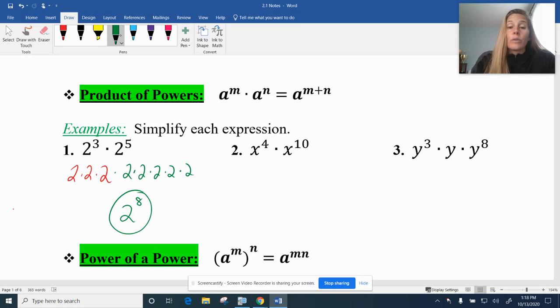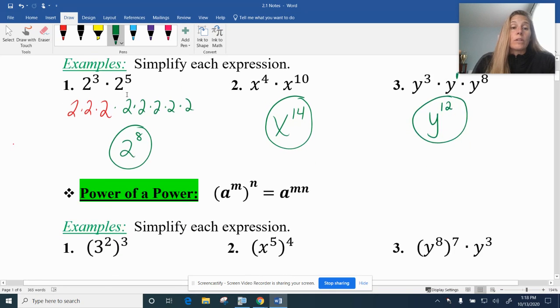For number 2, x to the 4th times x to the 10th, we would just then add those exponents to give us x to the 14th. And for number 3, we have y to the 3rd, a y, which is really like y to the 1st, and then y to the 8th. And when we add those exponents, we get y to the 12th.